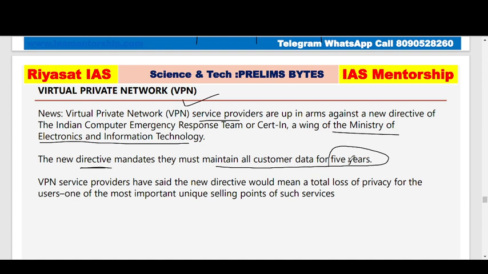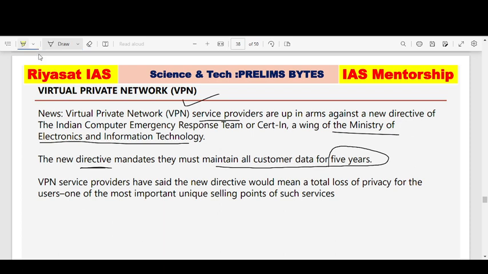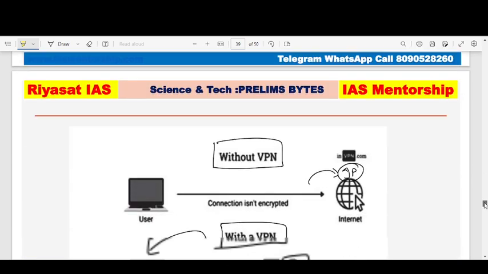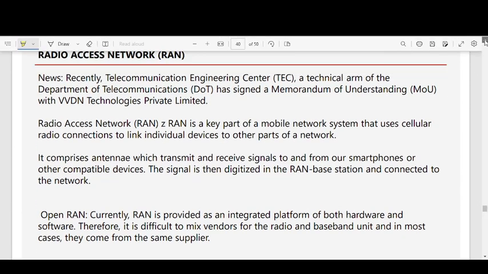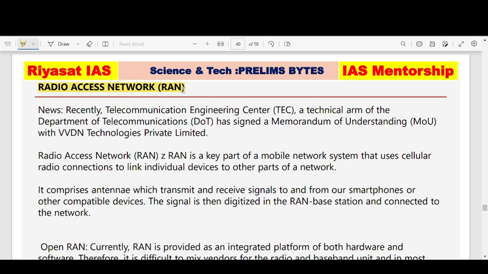So now service providers are saying, what type of directive have you given? If we are preserving the customer data for 5 years, this is eventually a loss of privacy for the users. Users will not have trust in us. And for 5 years, you are saying to preserve. This is obviously against the right of the users. Clear? So, this is everything going on in the news. That is why your virtual private network is important. Clear? Okay. Now, moving ahead with the next topic, that is your RAN, Radio Access Network.